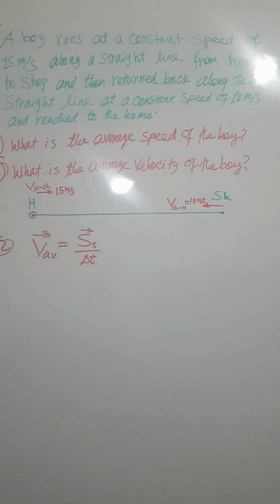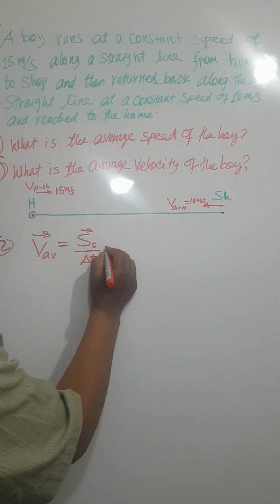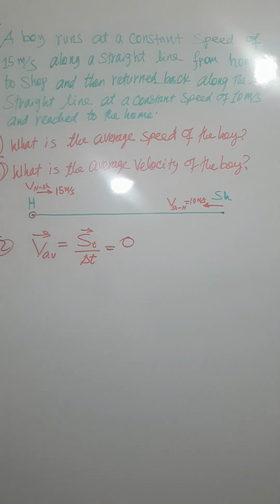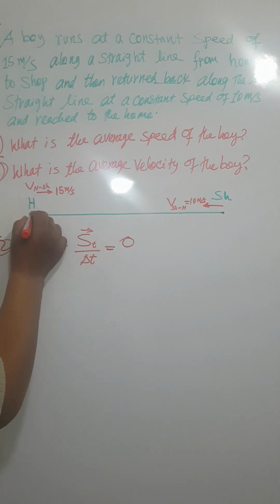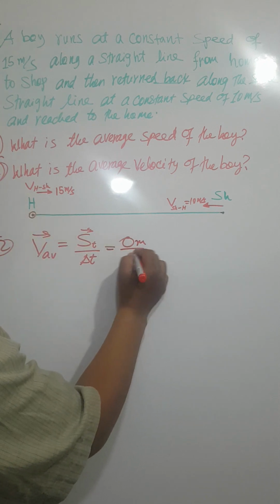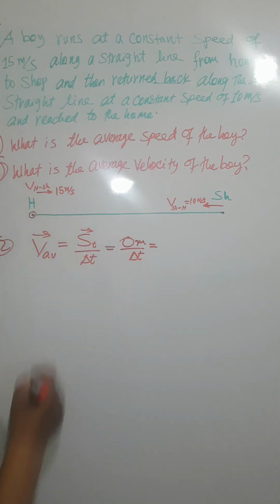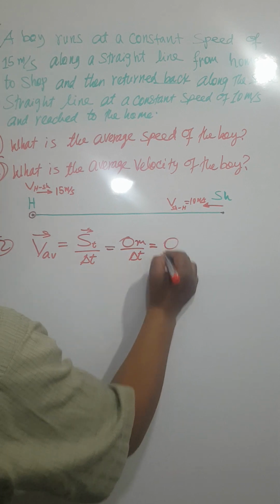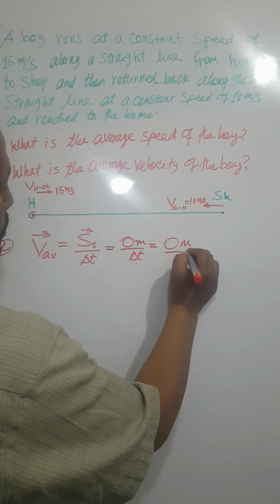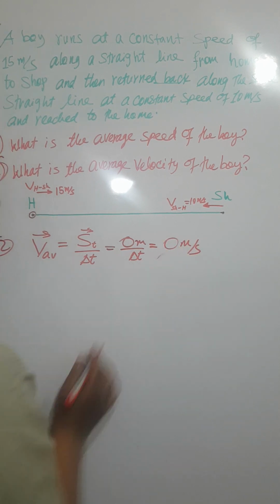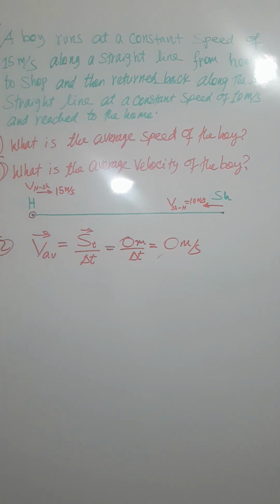So if the boy comes back to home, his total displacement is zero, because he is in the same place where he started his motion. 0 meters divided by any time t is equal to 0 meters per second. 0 meters per second is the average velocity of the boy.